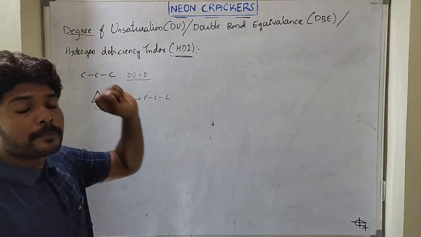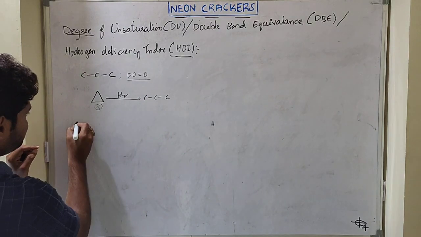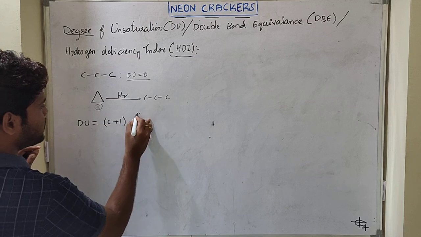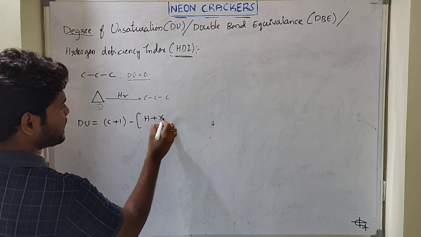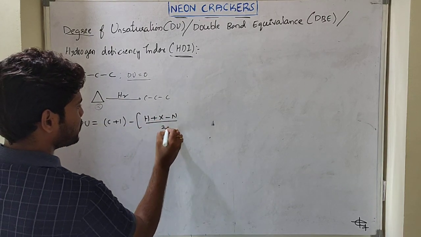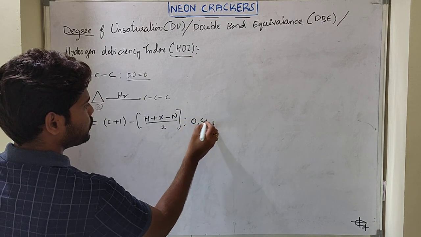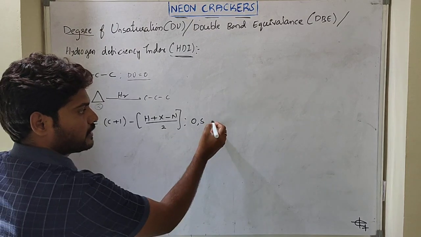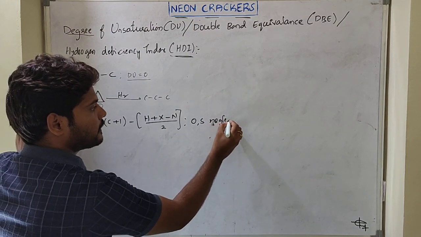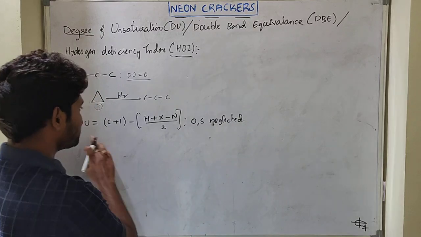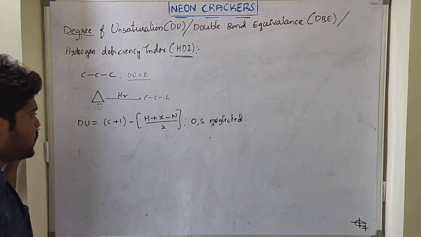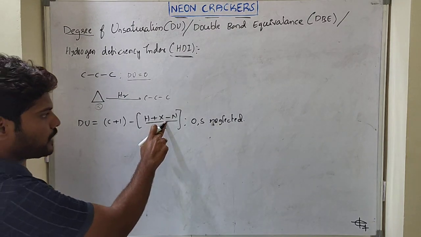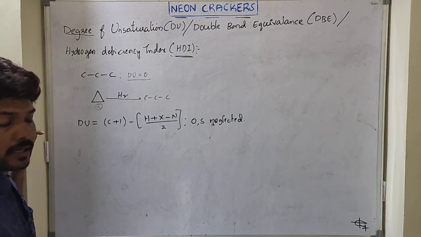The mathematical representation of DU is DU = C + 1 - (H + X - N)/2, and if sulfur or oxygen are present, these two are neglected. So this is the mathematical representation to find DU. Here C is the number of carbons in the given compound, H the number of hydrogens, X the number of halogens, and N the number of nitrogen atoms.